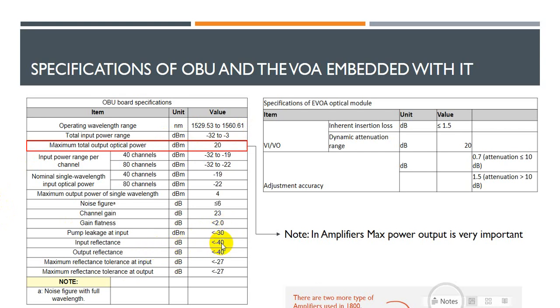Then input reflectance should be less than -40. At the output port and input port, both reflectance should be less than -40. And it can tolerate a maximum reflectance of up to -27. If more, then it will start creating issues in terms of performance of the channels.